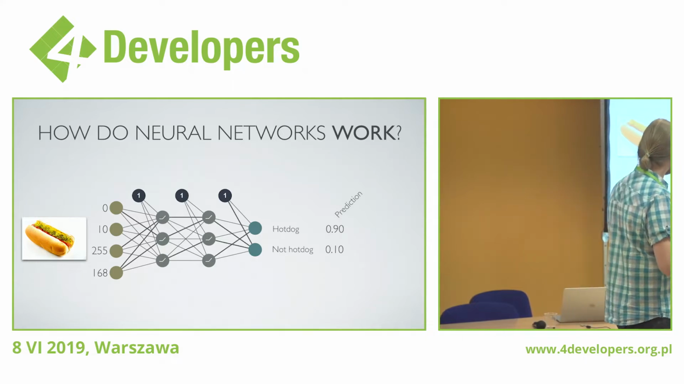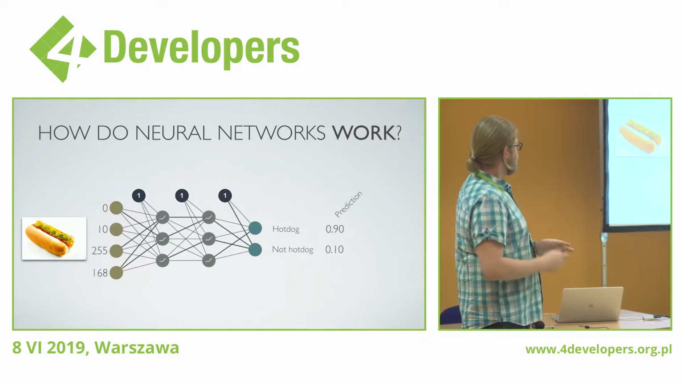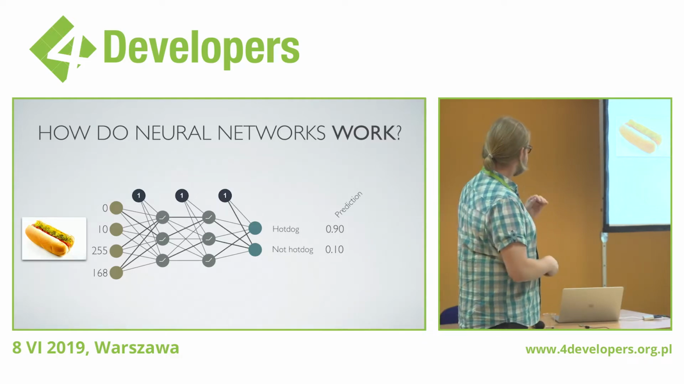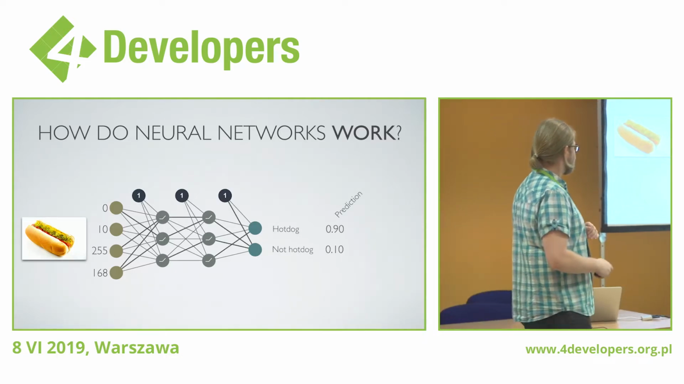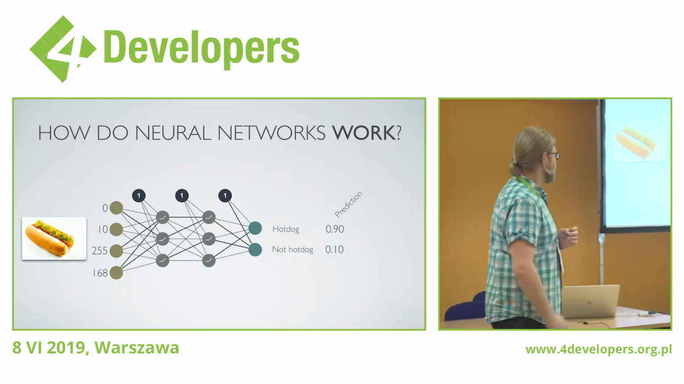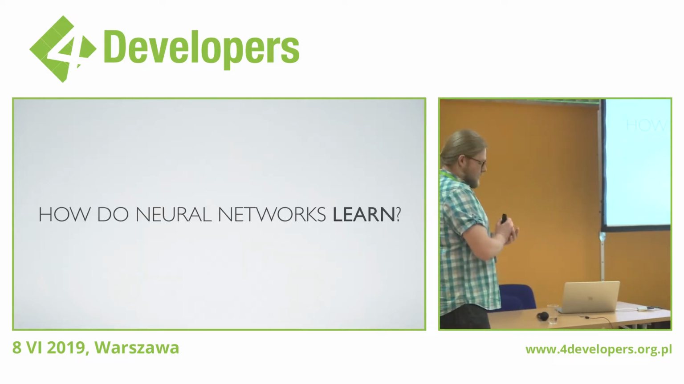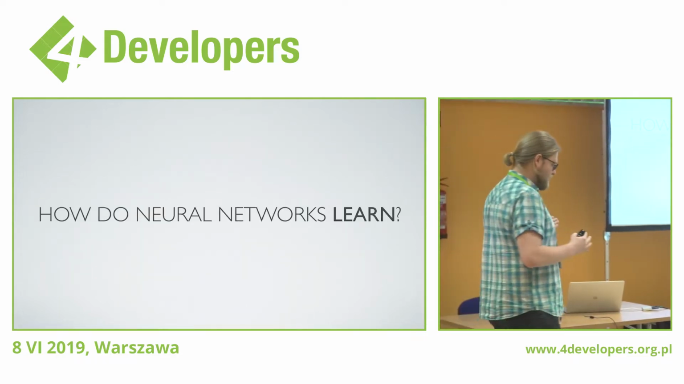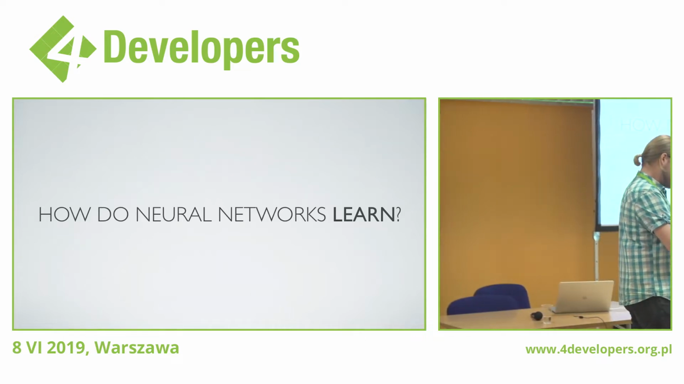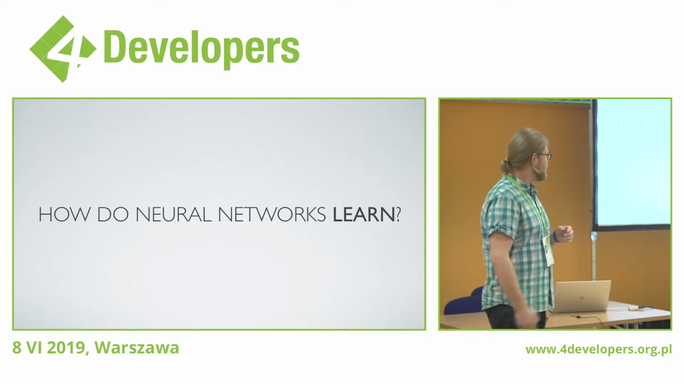Let's say that this network trained like this will give us a prediction that this picture does indeed represent a hot dog with a high probability, much higher than of being not a hot dog. So that's how neural networks work once they are trained and ready to be used.